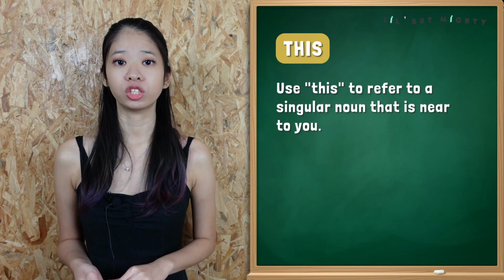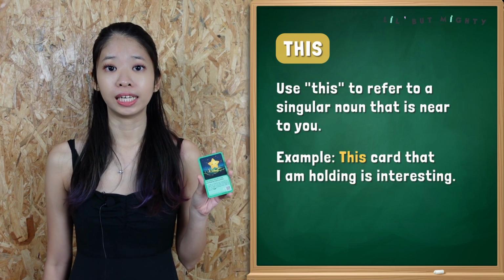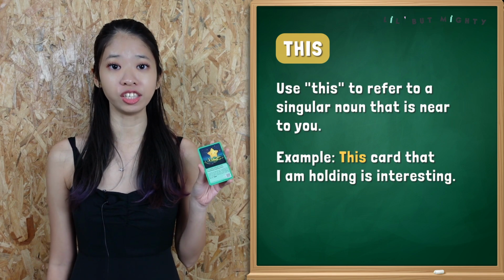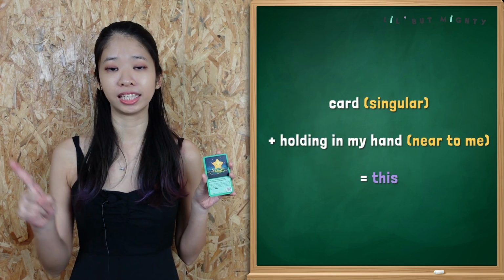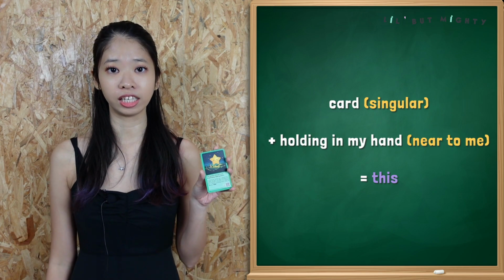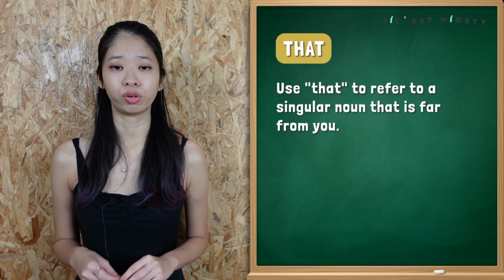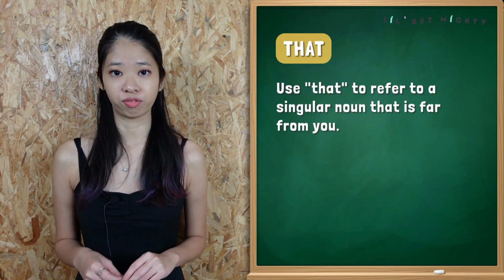We use this to refer to a singular noun that is near to you. For example, this card that I'm holding is interesting. As I'm talking about one singular object, the card, and I'm holding it, which means it is near to me, we use this.